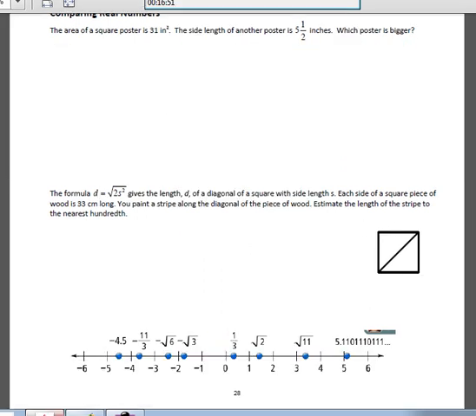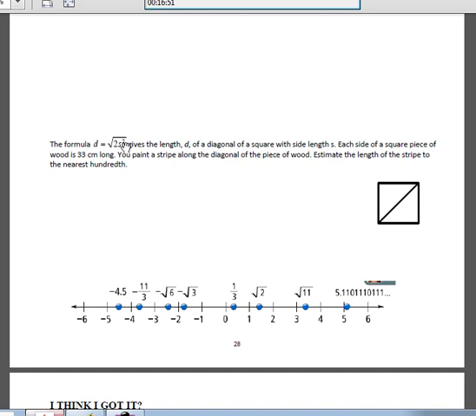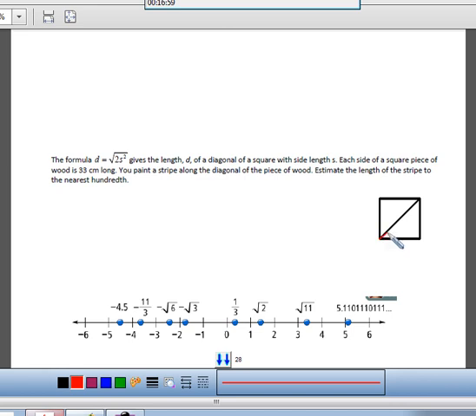The formula, d equals the square root of 2s squared, gives the length, d, of the diagonal. That's this number here. Of a square with a side length s. Each side of a square piece of wood is 33 centimeters. You paint a stripe along the diagonal, that's this. Estimate the length of the stripe to the nearest hundredth.